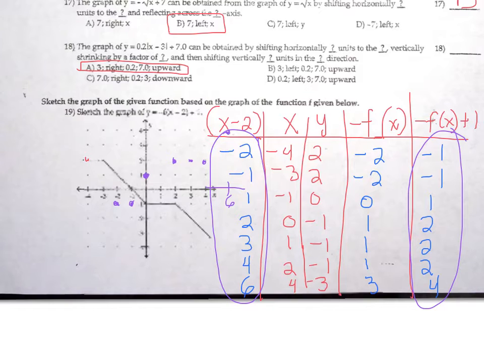Do we have to put how many points? I just put like 5. No, like 3.